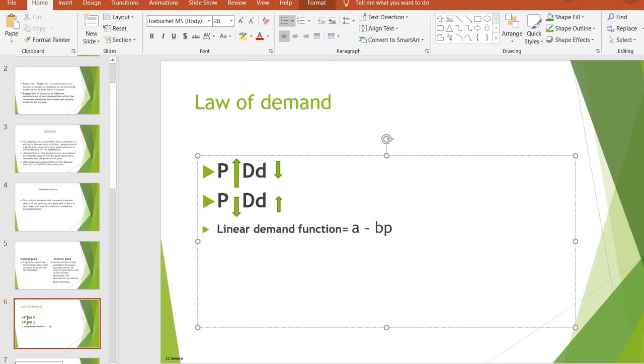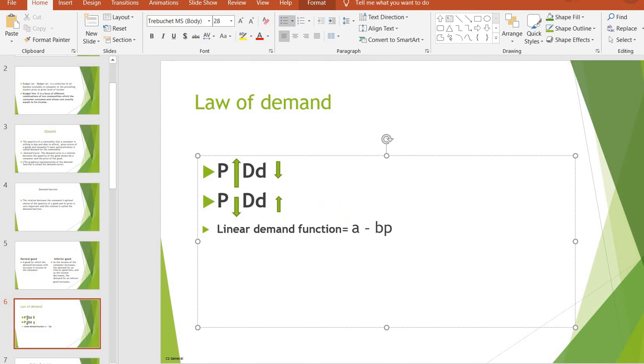In last class we studied about the law of demand. What is the law of demand? When the price increases, demand will decrease, and when the price decreases, demand will increase. You can see this one. This is the law of demand.